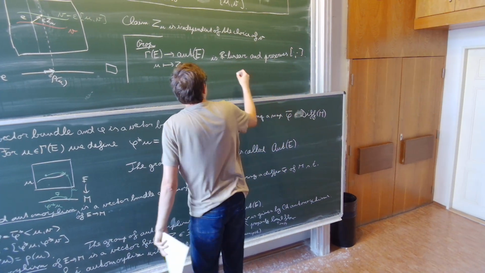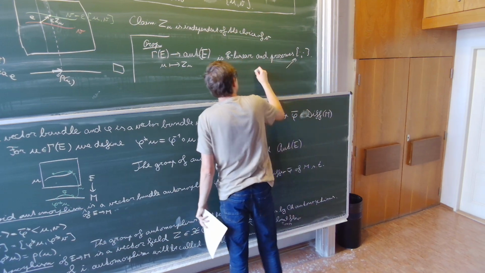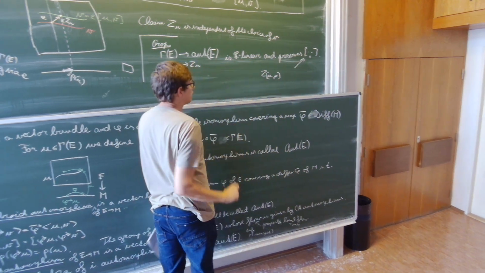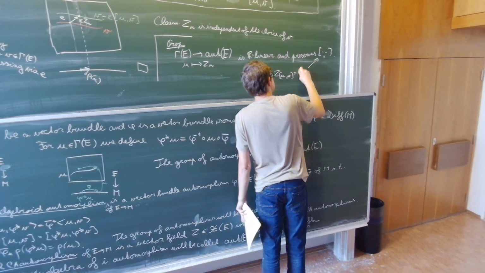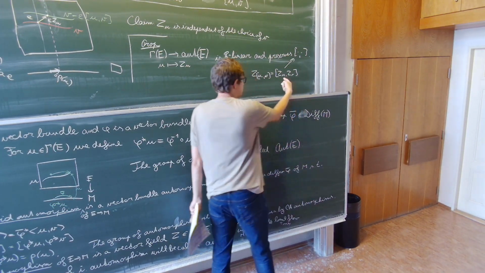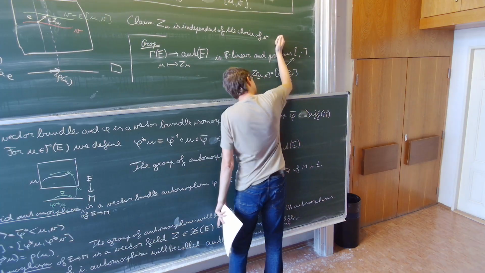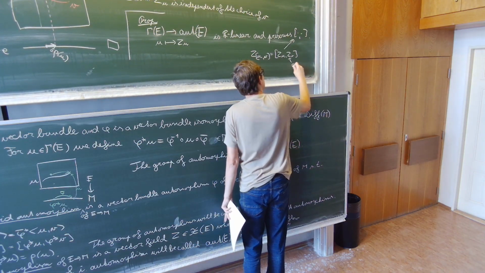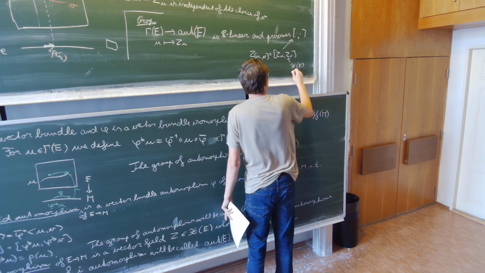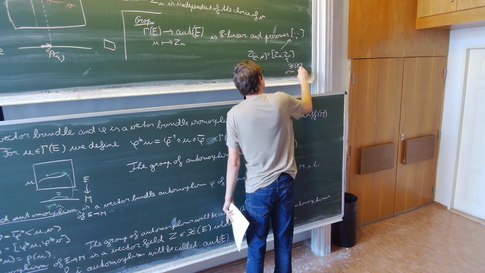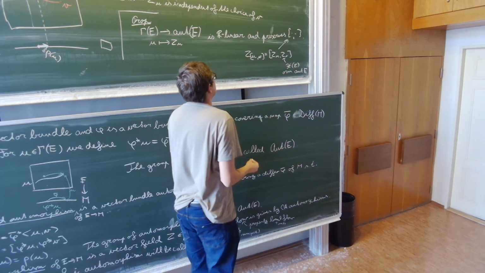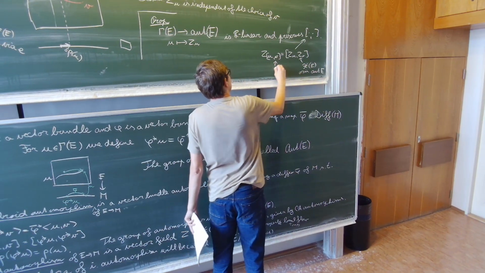Preserving brackets means that Z of U bracket V, where this is the bracket in the Courant algebroid, is the same as the bracket of Z of U and Z of V, which is the bracket of vector fields on the total space, or the bracket in automorphisms. Same thing. And this is the bracket in V.